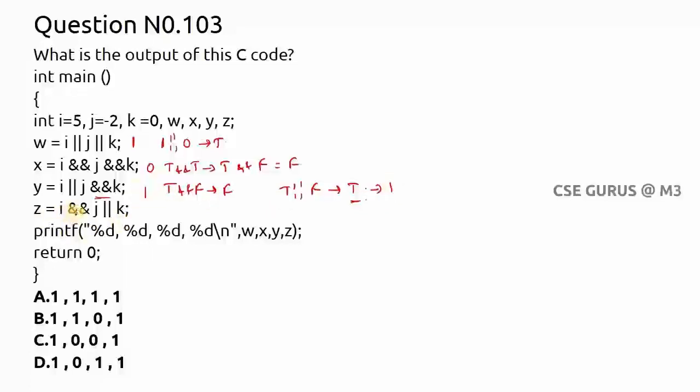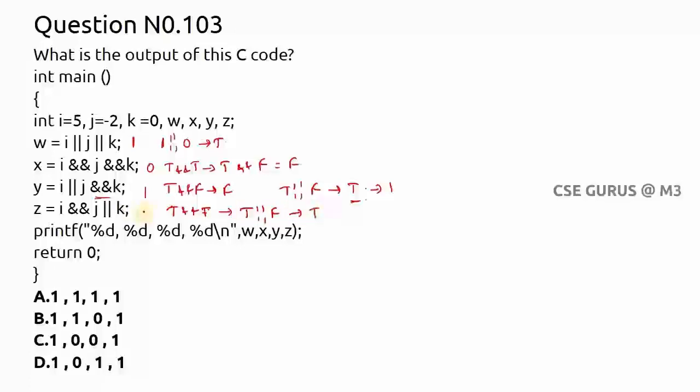Now Z equals I double AND J double OR K. Anyway, double AND is the highest priority. First you do I double AND J. What is the I value? 5. 5 means true. Double AND J value is -2. -2 means non-zero, again true. True and true is true. Then logical OR with K. K value is 0, means false. So true or false is true.